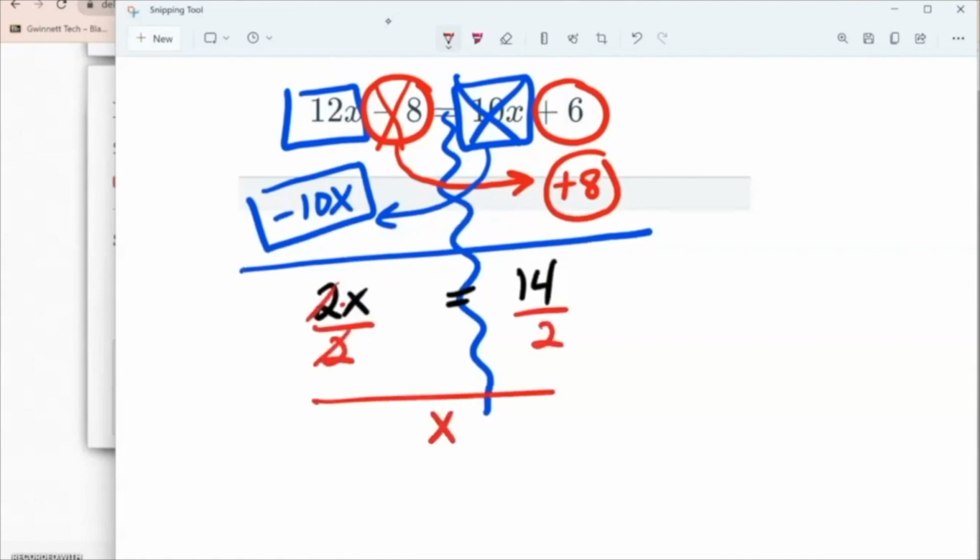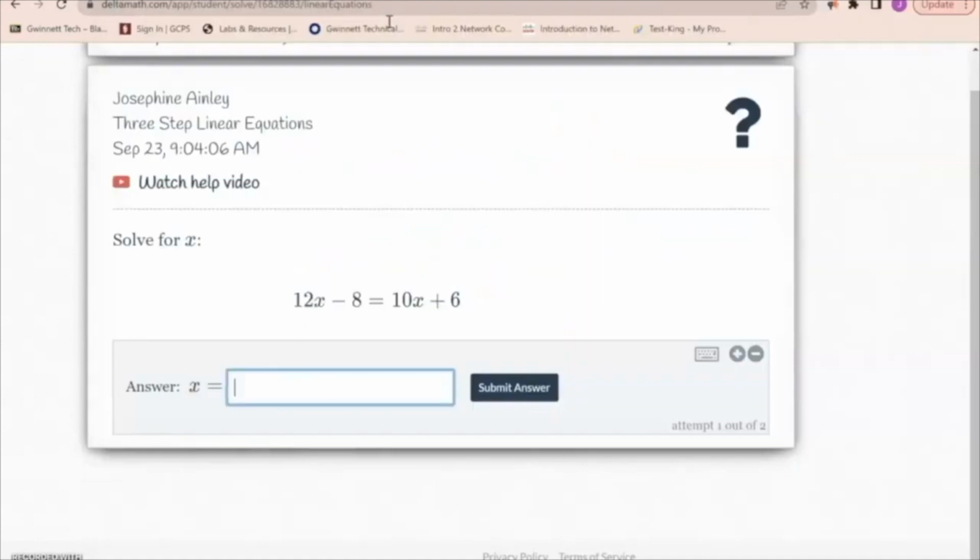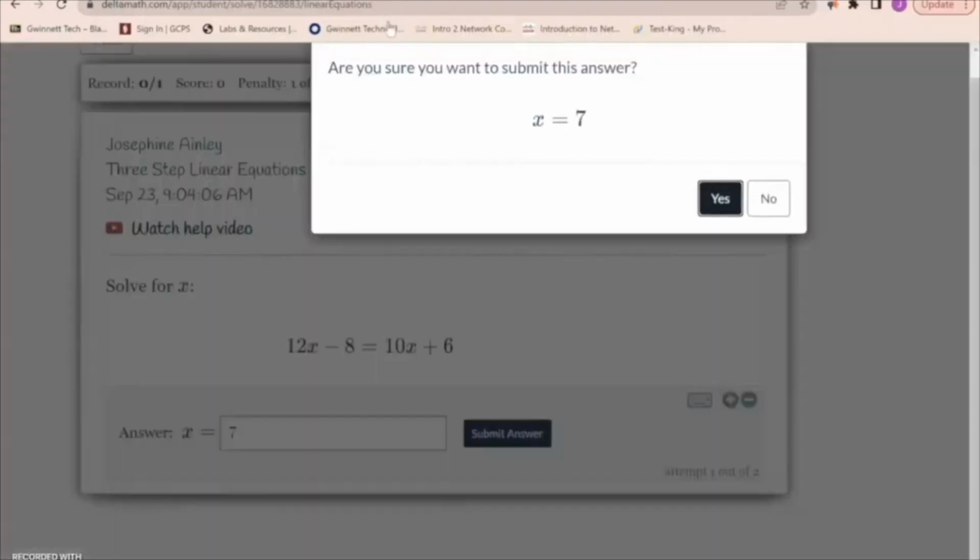So now I get x equals, and again, you're going to put this on the calculator, but you should get 7. Okay, so x equals 7 is my final answer. So I come over here, x equals 7, submit. All right, good to go.